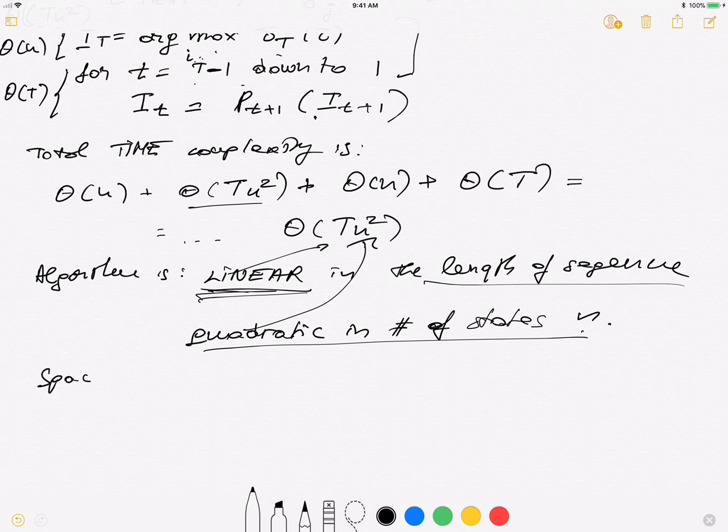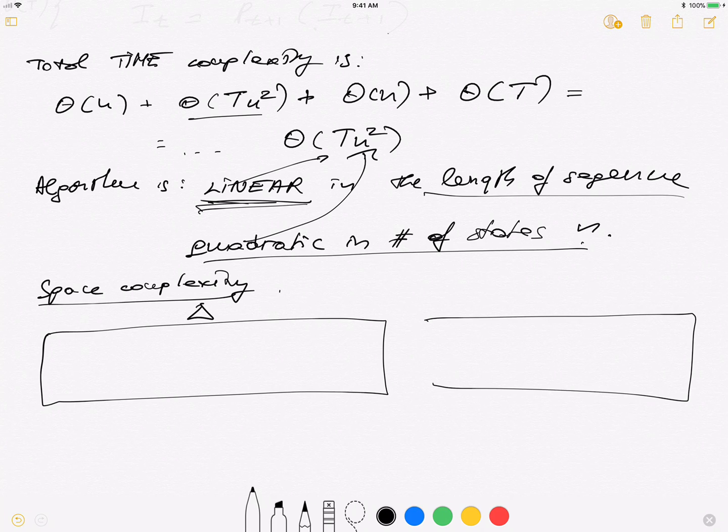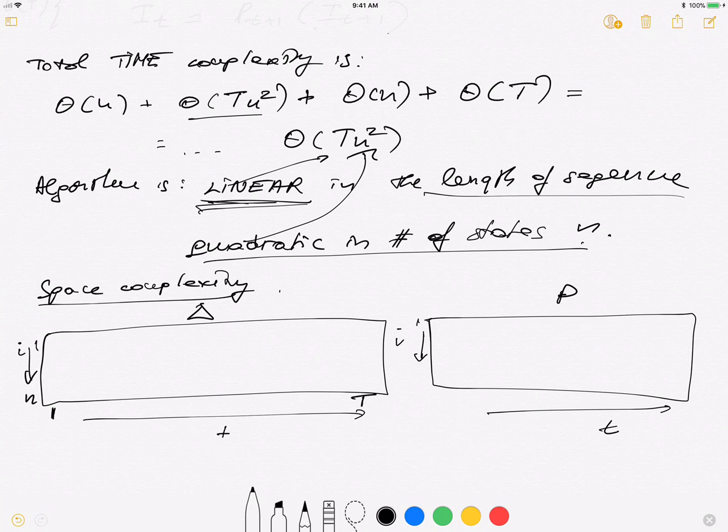What about space complexity? There are two sorts of things that we need to use in this algorithm. So I denoted them as a matrix delta and as a matrix P. Both matrices are, this goes for i and this goes for T. Since i can go from 1 to n and T can go from 1 to big T, both matrices are n times T. So the space complexity is certainly theta of n times T. This is again good. This is just linear in the length of sequence, and it's linear in the number of symbols.